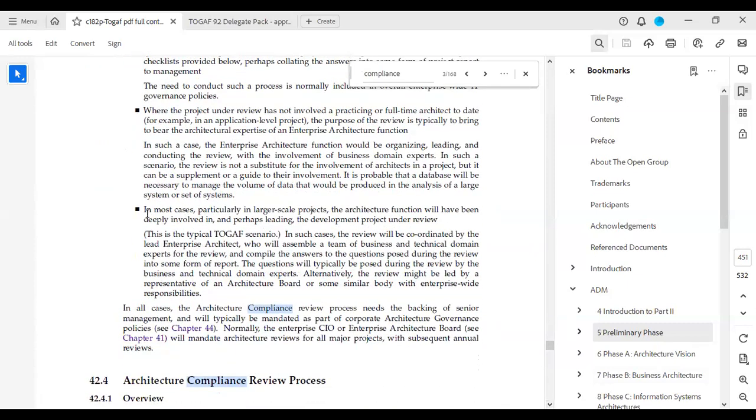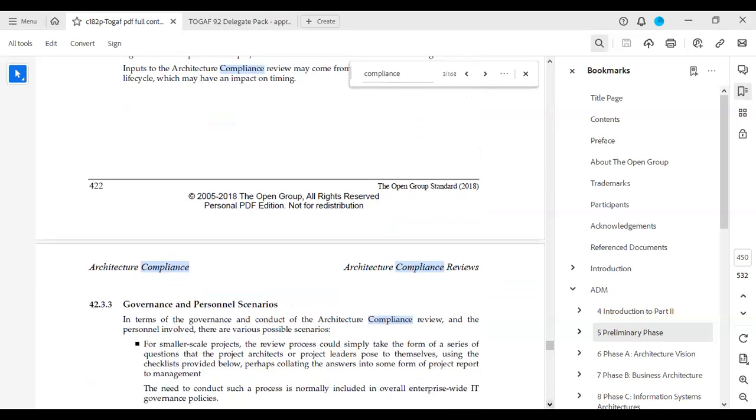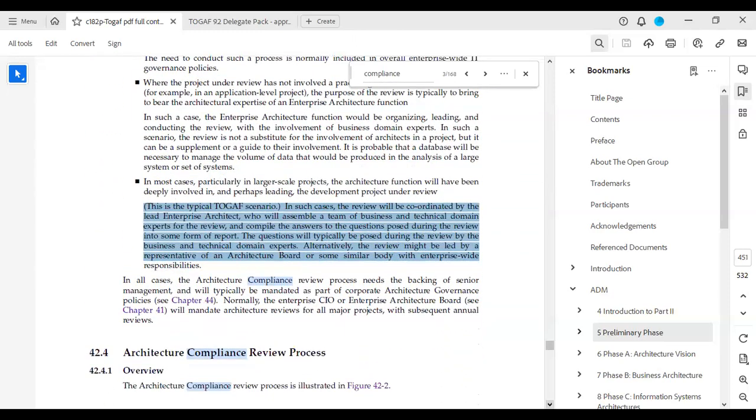What you are supposed to do in a large scale project is very clearly given here. Just follow that. It's a typical TOGAF scenario. In such a case, the review will be coordinated by the lead enterprise architect, who will assemble a team of business and technical domain experts on compliance and answer the questions posed during the review.